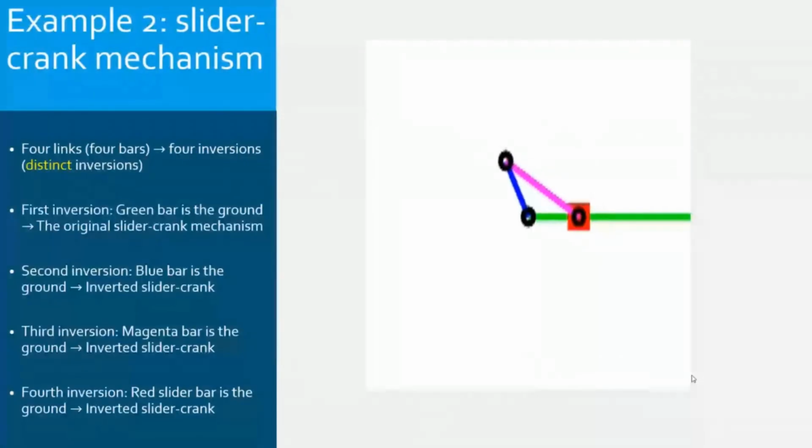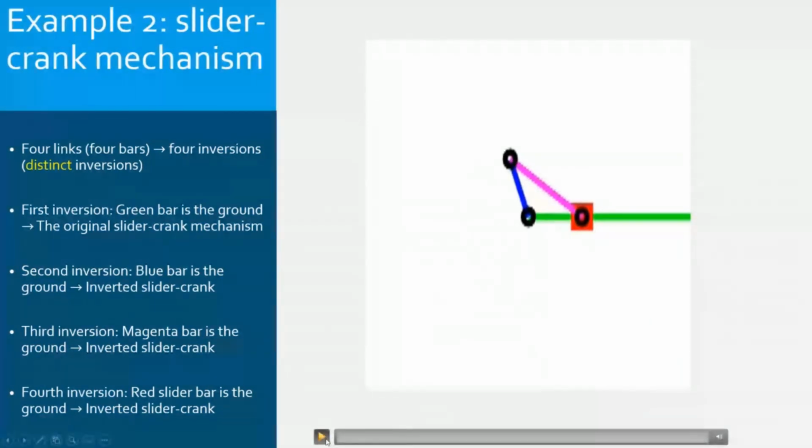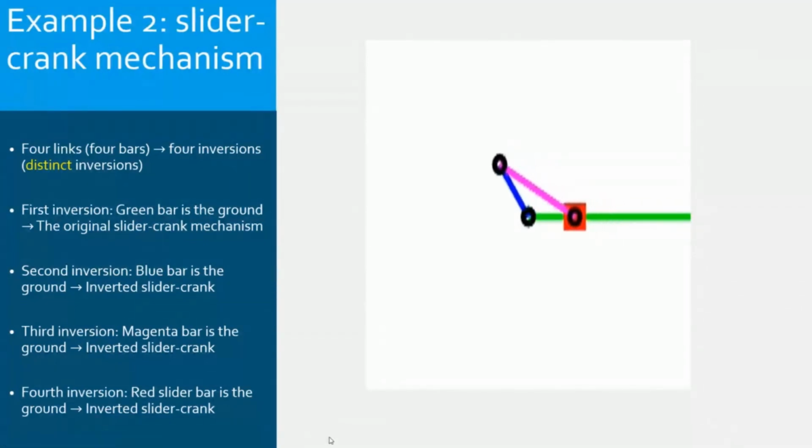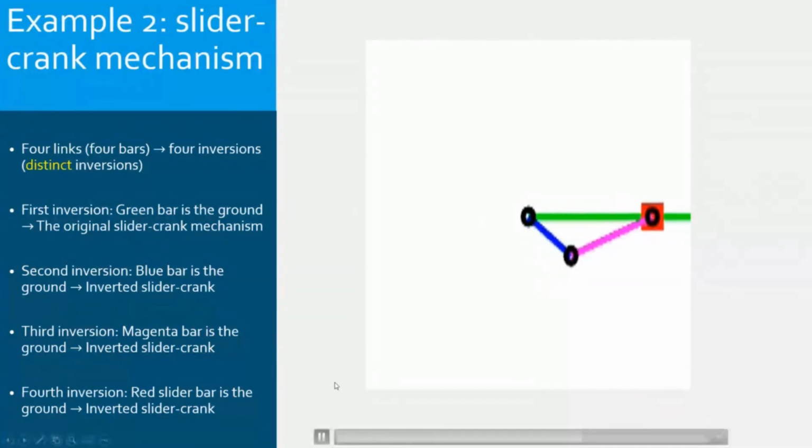and let's see now the visualization of the motion. So this is the original slider crank mechanism. So the blue bar is a crank. It can complete a full rotation. The slider is only translating with respect to the green bar. Okay. So the blue bar is a crank, and the red slider is translating.